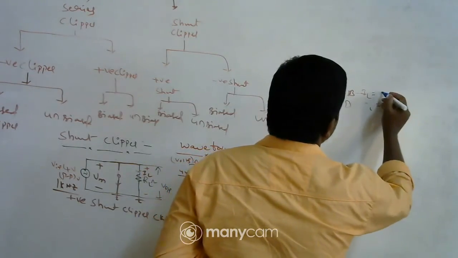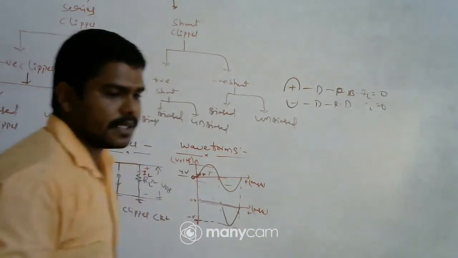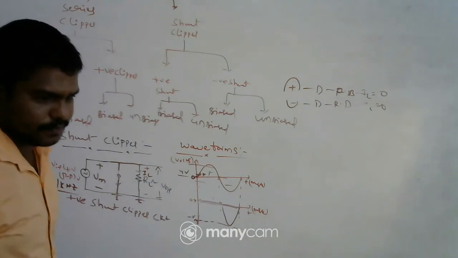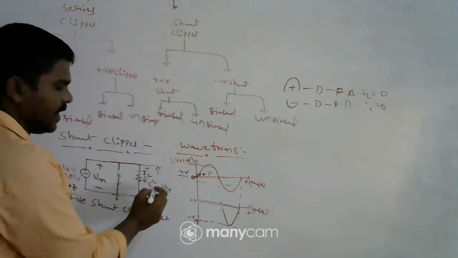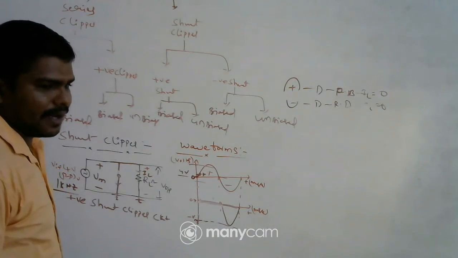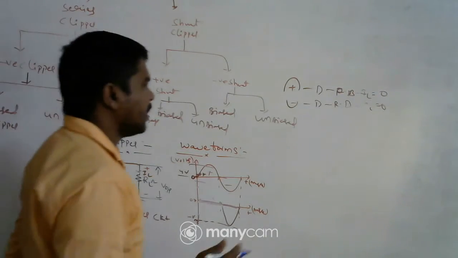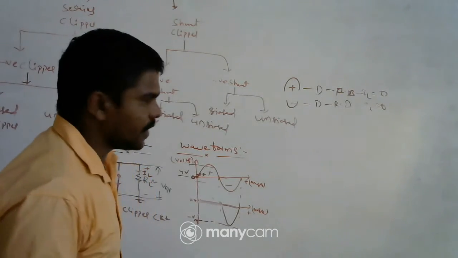Now this current becomes 0. So the output voltage becomes 0. Output voltage VL is equal to IL into RL. IL becomes 0 means VL becomes 0, which means the output voltage becomes 0.